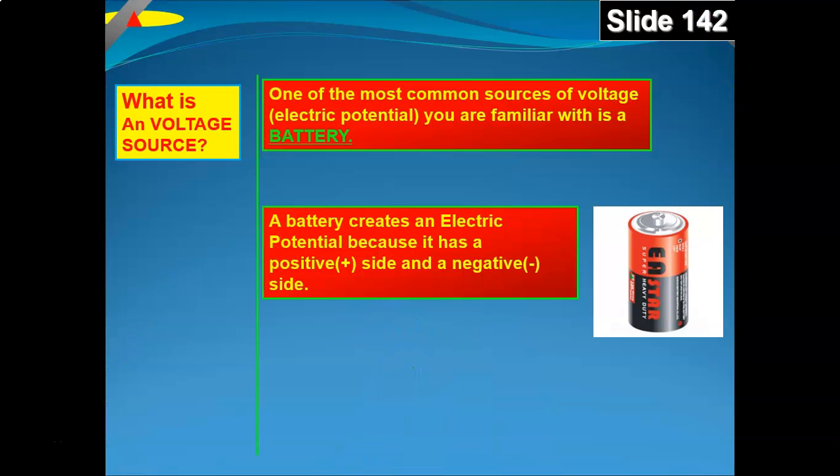What is a voltage source? One of the most common sources of voltage, electrical potential, you are familiar with is a battery. A battery creates an electrical potential because it has a positive side and a negative side. So the battery has voltage, it has electrical pressure, but no electrons will flow unless you put it into something that allows them to flow, that creates a circuit, and that something could be a flashlight, for example. That's a simple example.